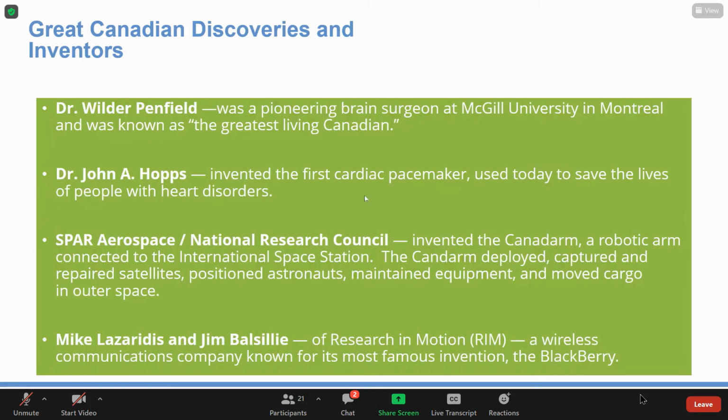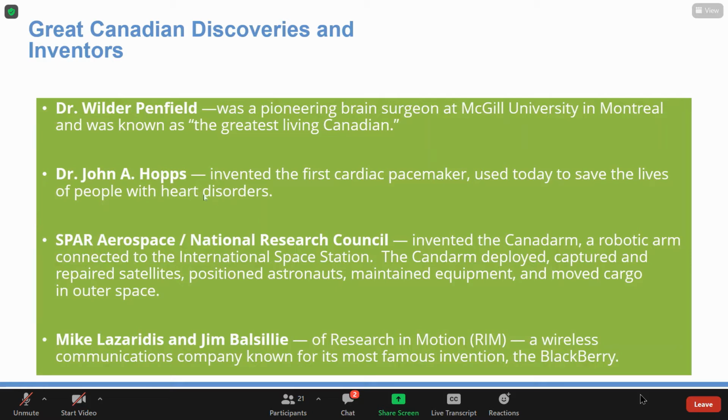And then we have surgeons too. So Dr. Wilder Penfield was a pioneer brain surgeon at the University of Montreal, and he was known as the greatest living Canadian. I'm guessing he was doing really risky first-time brain surgeries. And then you have Dr. John Hopps, who invented the cardiac pacemaker, which we still use today. People use it to coordinate or adjust the heartbeat.